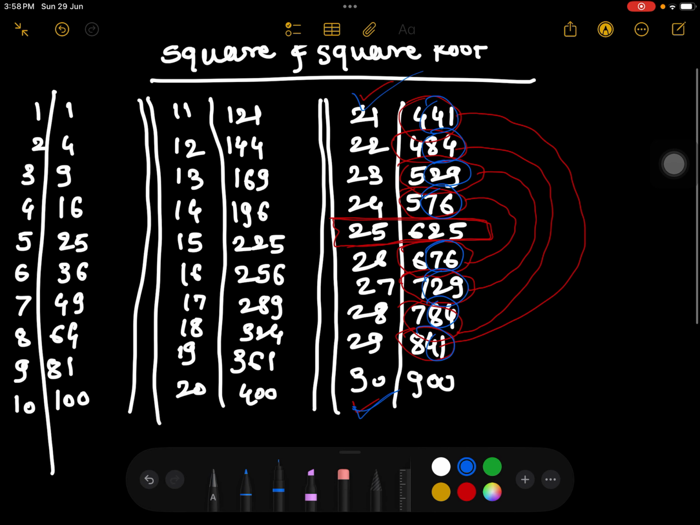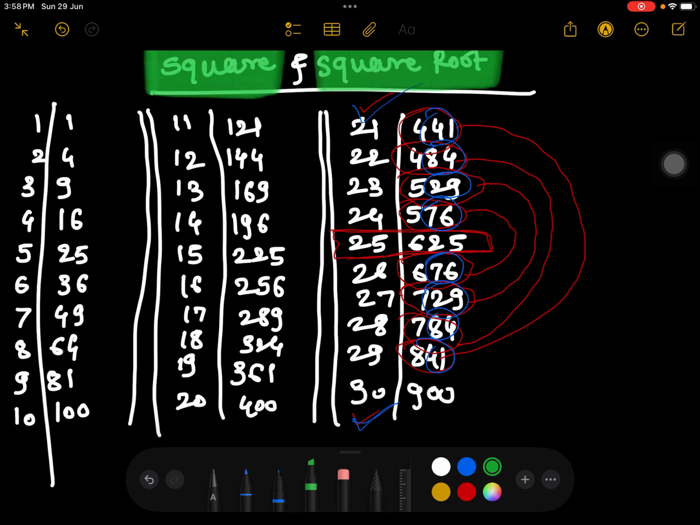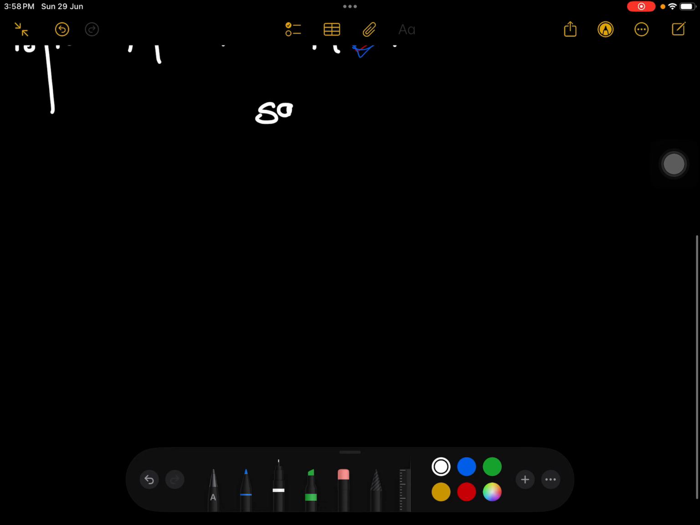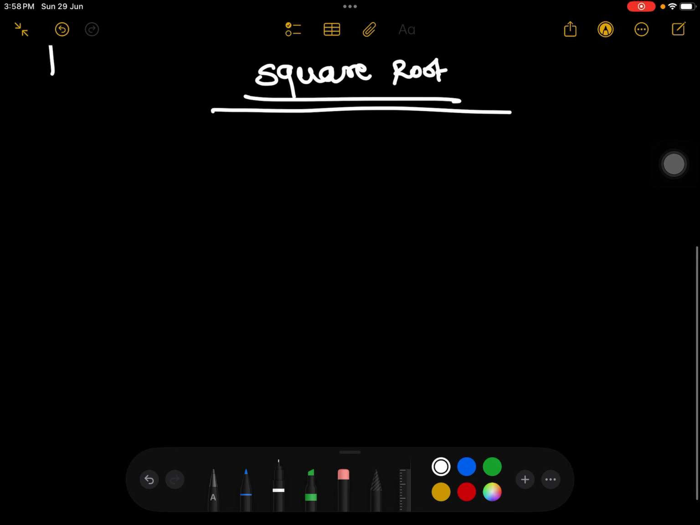Today's topic is to calculate the square root. Yesterday we had already seen how to calculate the square. Now let's see how to calculate the square root. We will start directly with an example, which is 625.